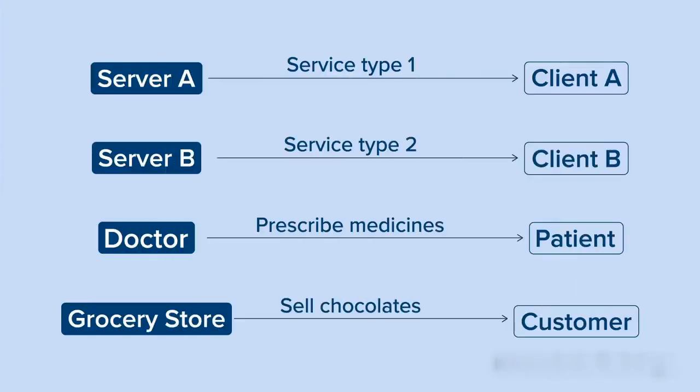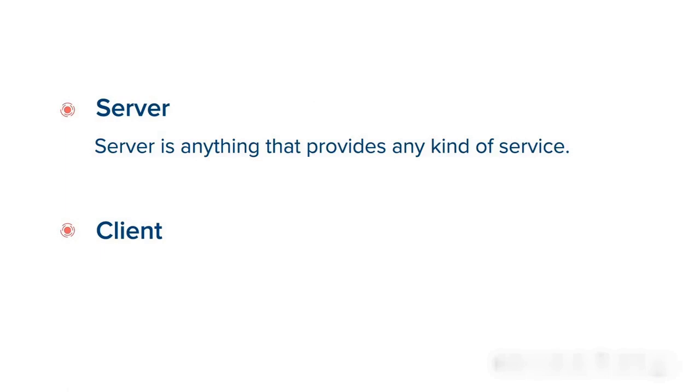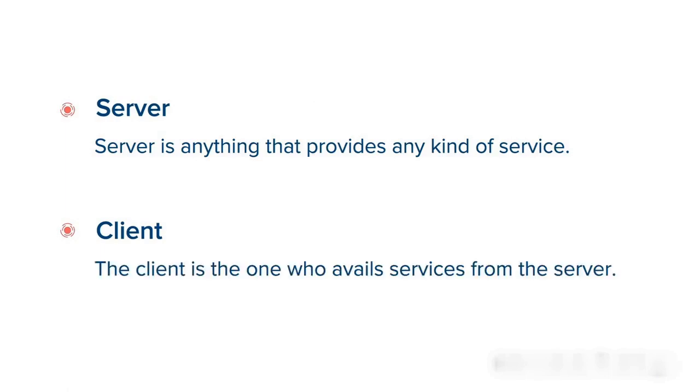But note that servers always have specific types of clients associated with them, based on the type of services provided by the servers. So to summarize, a server is anything that provides any kind of service, and a client is the one who avails the service from the server. Hope now you have understood what we mean by the terms client and server. Let's now understand how the communication happens between a client and a server.